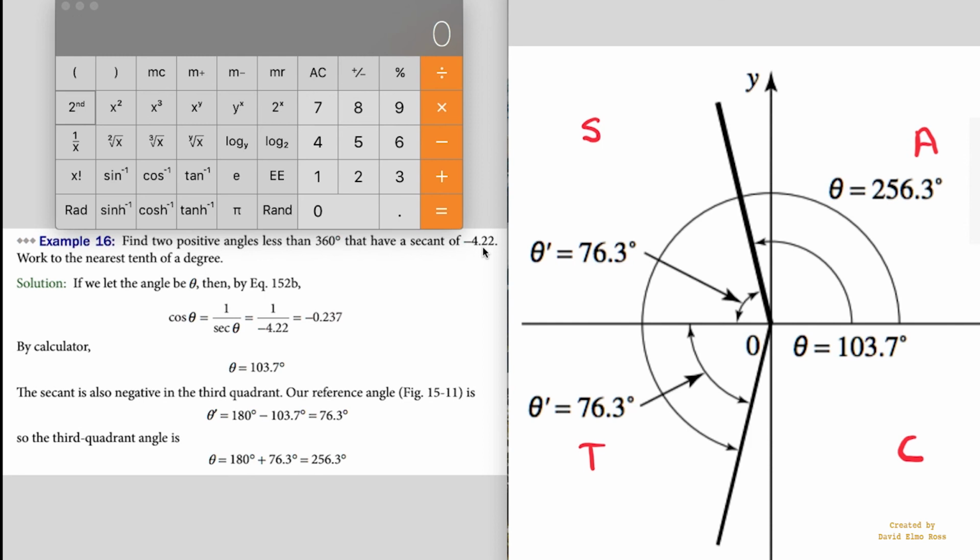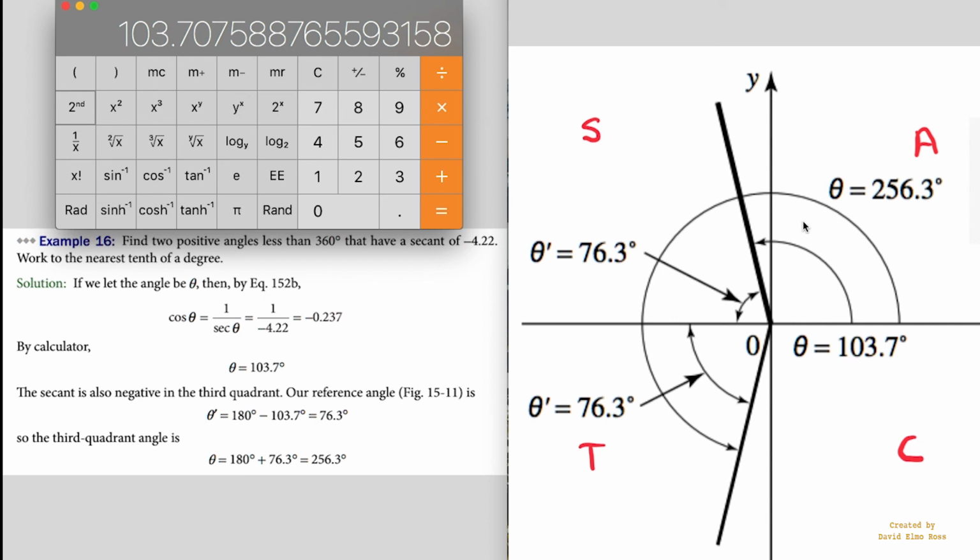Now if you remember, secant is 1 over the cos, so it can't be here because these are positive, so it has to be in one of these two quadrants, which is quadrant 2 or quadrant 3. Let's put in 4.22. Let's do a change sign. And let's do a 1 over because that's seeking to get cosine. We'll do inverse cosine now, and we get 103.7. So this angle here is 103.7, so we found one of our two angles.